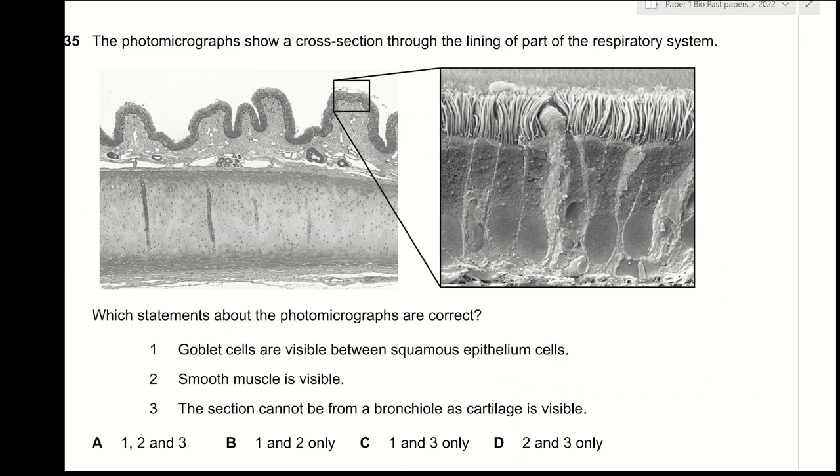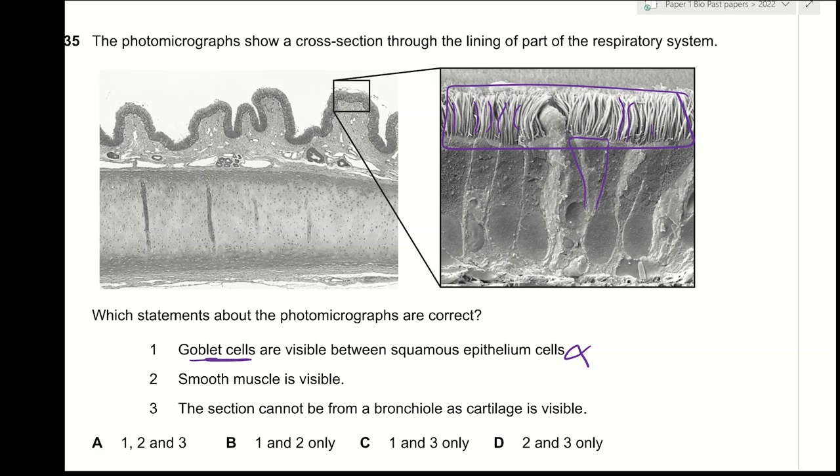Question number 35. The photomicrograph shows a cross-section through the lining of part of the respiratory system. Which statements about the photomicrographs are correct? 1. Goblet cells are visible between squamous epithelium cells. Now, here we could only see ciliated epithelium cells, because all of them have cilia. There is no cell which does not have cilia. Therefore, we cannot see goblet cells because goblet cells do not have cilia and all of them have cilia, so this is incorrect. 2. Smooth muscle is visible.